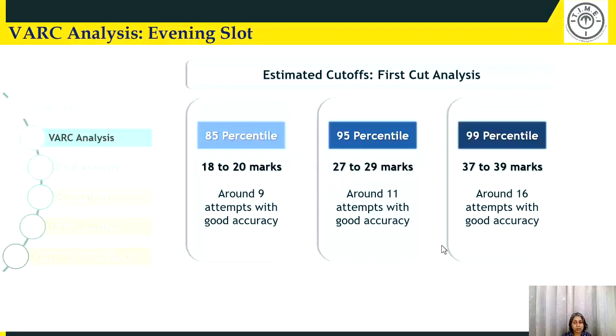And a student with around 11 attempts, which might mean about 2 to 3 RC passages, selected questions plus a few VA questions, can expect 95 percentile at around 27 to 29 marks.